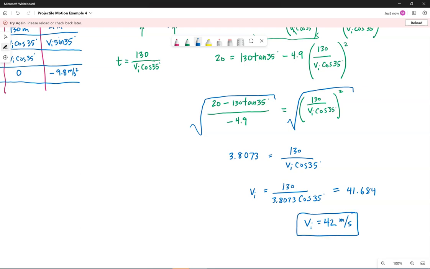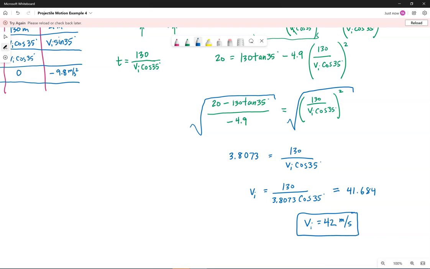If this baseball was hit at 42 meters per second at an angle of 35 degrees above the horizontal and a distance of 130 meters from the wall, it's going to just barely fly over the wall for a home run.